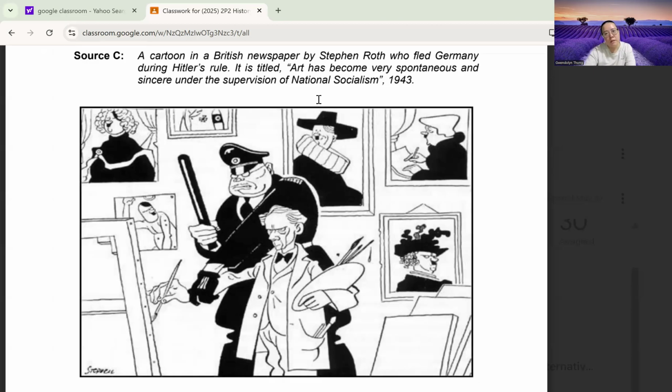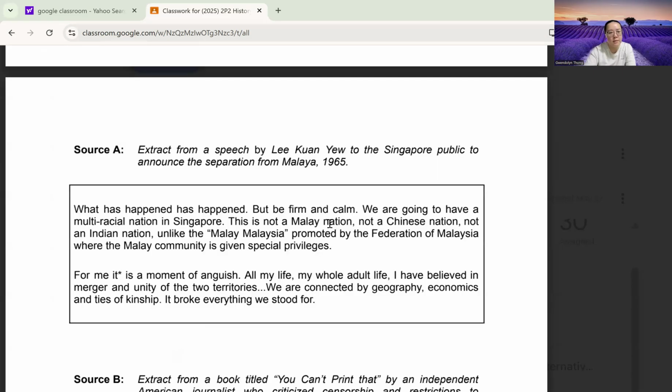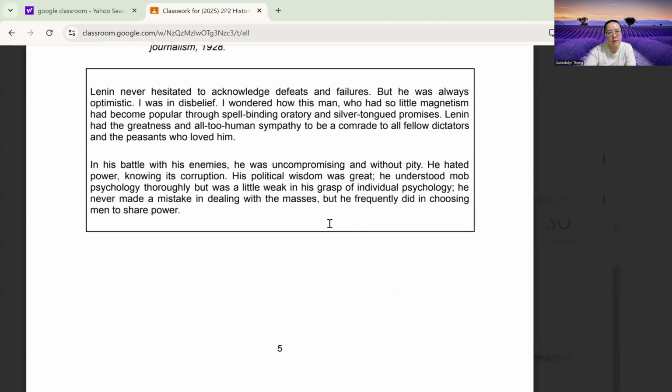So art is no longer spontaneous and sincere, right? In fact, it's pretty much the opposite. It's very controlled and lightly insincere, okay, lightly coerced. So in that sense, you can also say that, okay, I can also see the use of sarcasm as a literary device in the titling of the piece. So this is critical.